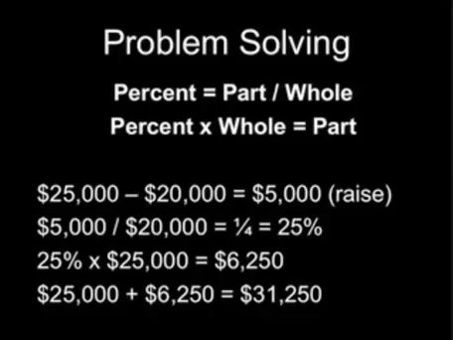First, we'll calculate his raise by taking the salary he has now and subtracting the salary he had before. This gives us a 5,000 raise. Now we will use this to calculate the percent. Using the first formula, 5,000 divided by 20,000 equals 1/4 or 25%. Now let's apply this percentage using the second formula to his current salary. We get a raise of 6,250. And if we sum this raise with the salary, we get our final answer.